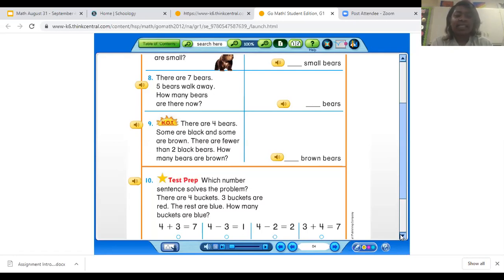And number 10, test prep. Which number sentence solves the problem? There are 4 buckets. 3 buckets are red. The rest are blue. How many buckets are blue? So draw those 4 buckets. Label those that are red and figure out which ones are blue.